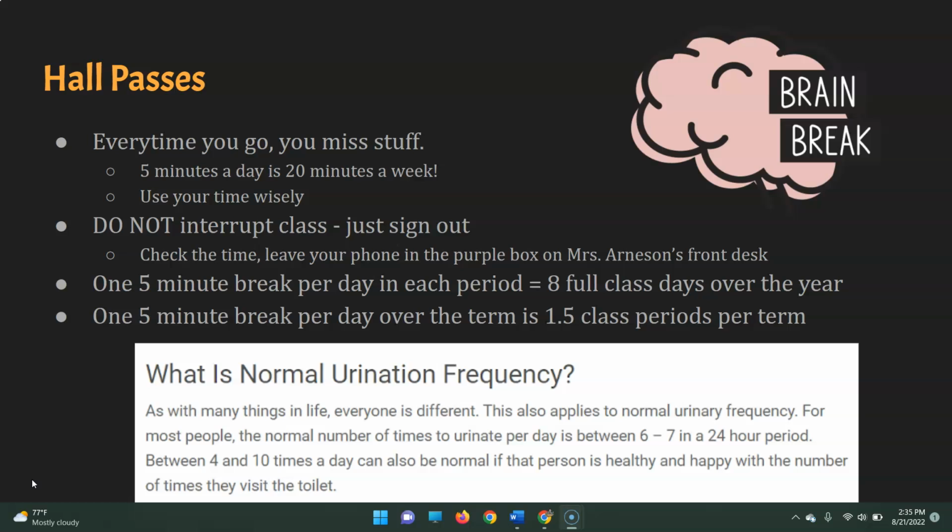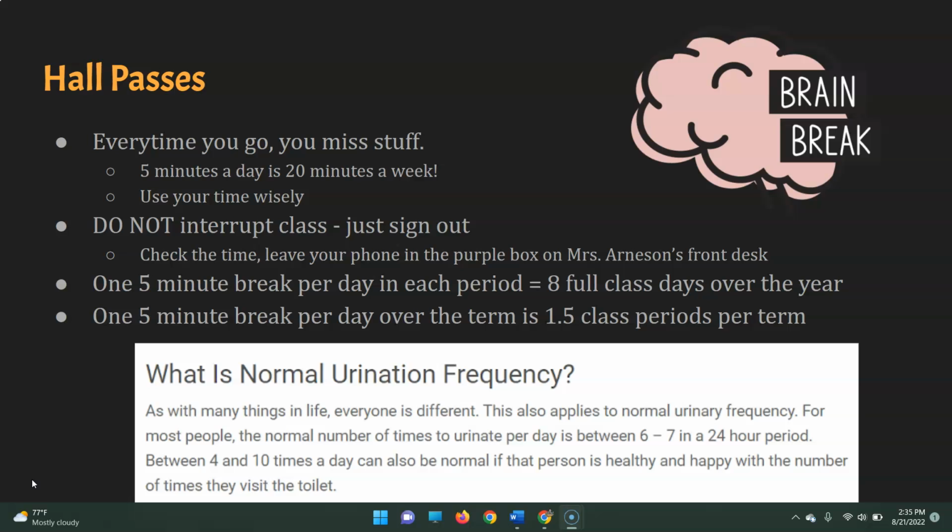But if you are leaving class all the time, like let's just say you use a 5-minute break every day in each class period, you'd be missing 8 full class days over the year. And that is just so much class time to miss. So that's why I don't like it when people are going on passes all the time.